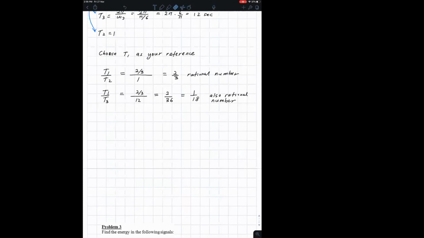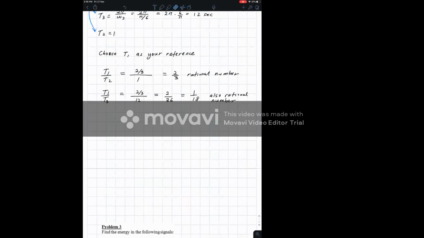Okay, guys, so after you do this T1 over T2, do you remember how you solved this problem? Do you remember we had a similar problem here?